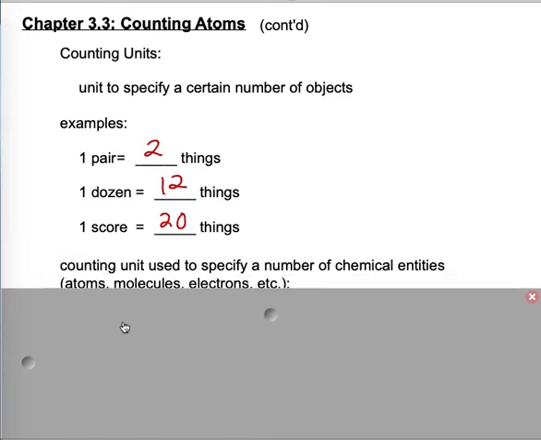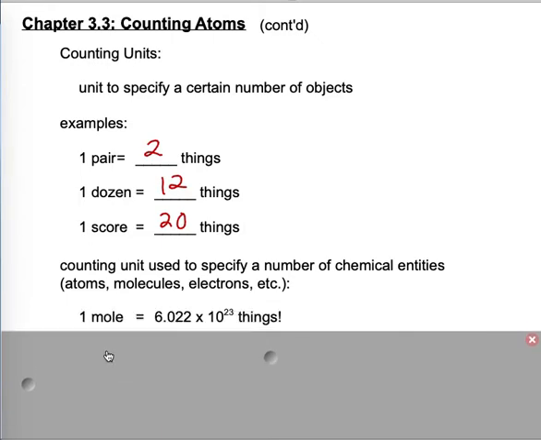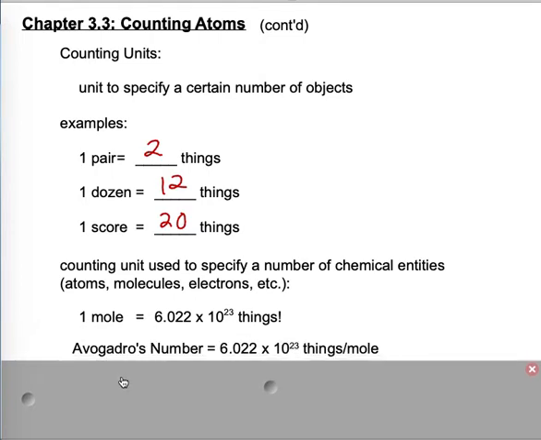Now, in chemistry, the counting unit that we use to specify a number of chemical entities, that is atoms or molecules or whatever, is 1 mole. And because chemical entities are really, really small, and macroscopic amounts of them have lots and lots of things in them, this number, 1 mole, is very large. It is 6.022 times 10 to the 23rd things. In this unit, because we are dealing with atoms of elements, the things will be atoms, as you will see in a moment. This is called Avogadro's number, named after the Italian scientist Amedeo Avogadro. Avogadro's number is 6.022 times 10 to the 23rd things per mole. You do not need to memorize that. It will always be given to you, but you probably will memorize it anyway.